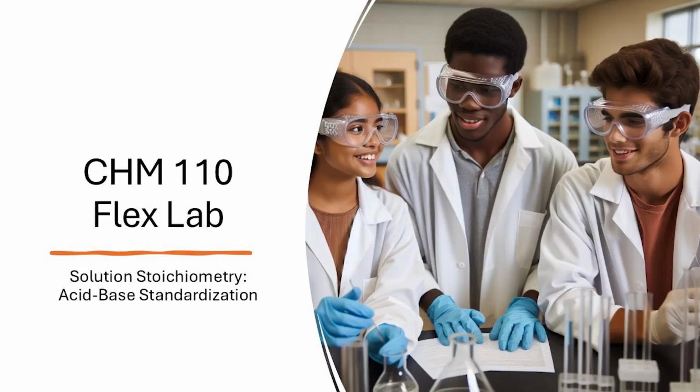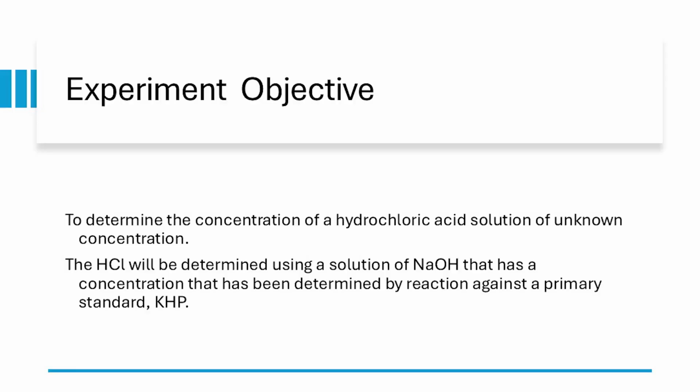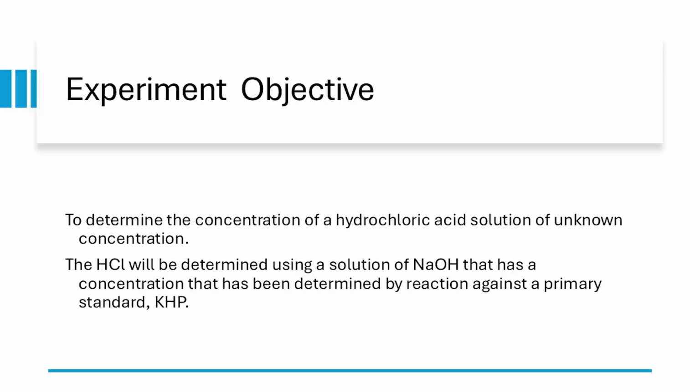Hello chemists, and today we're going to talk about our lab on solution stoichiometry, acid-base standardization. The objective of this lab is to determine the concentration of an unknown solution of hydrochloric acid. We're going to do that by titrating it with a known concentration of sodium hydroxide. The sodium hydroxide solution will have had its concentration determined by titrating it against a standard called KHP.